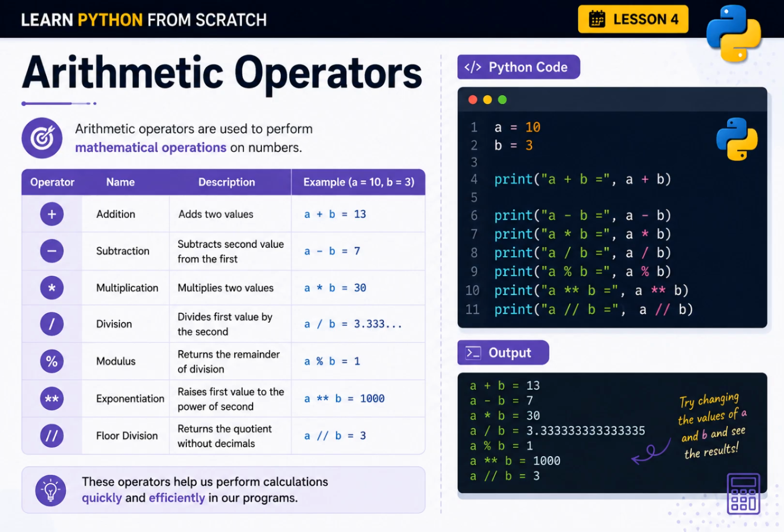So you can see the code. A is equal to 10, B is equal to 3. So we'll print A plus B, A minus B, A into B, A divided by B. Notice that division gives a decimal value, modulus returns the remainder, exponent raises a number to a power, and floor division removes the decimal part.